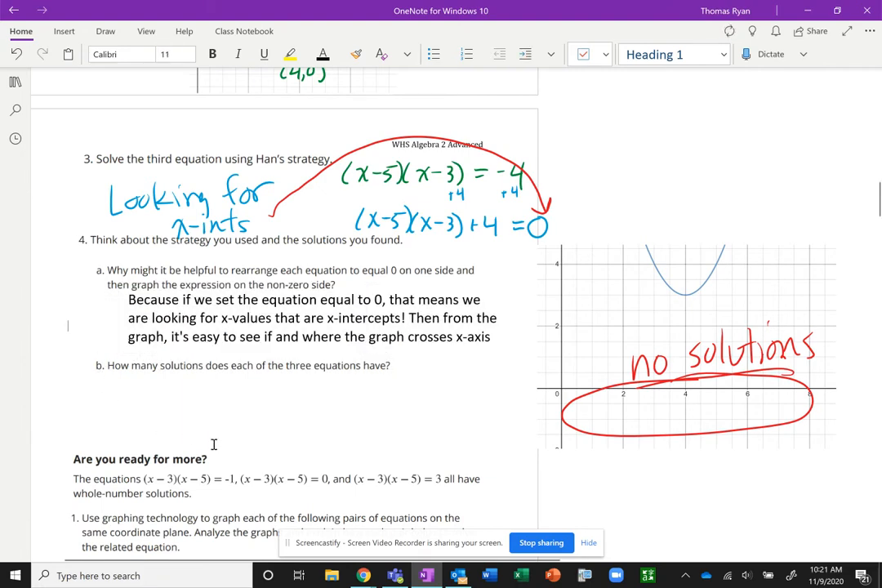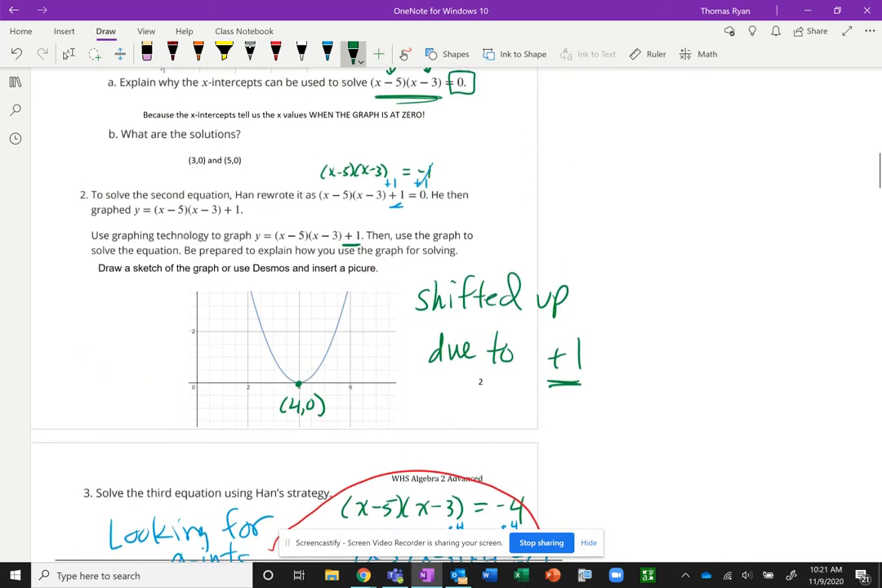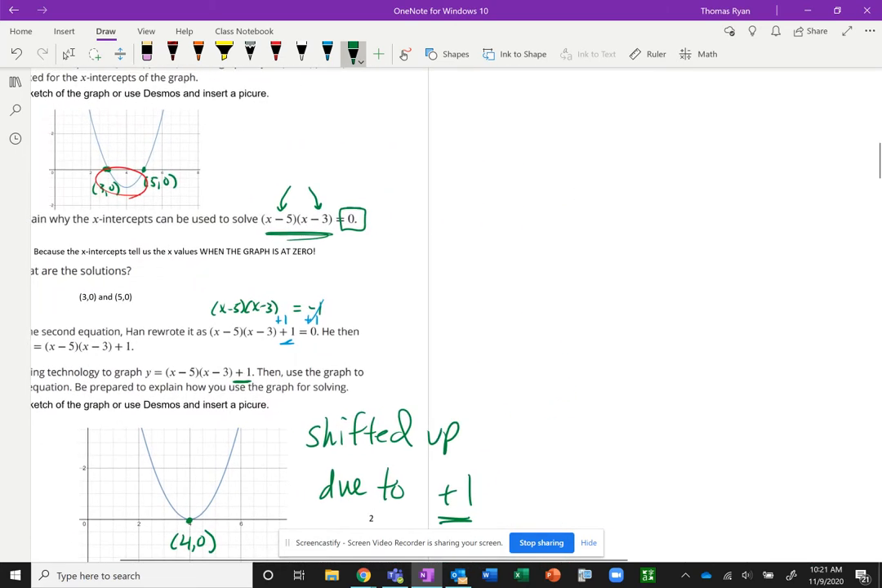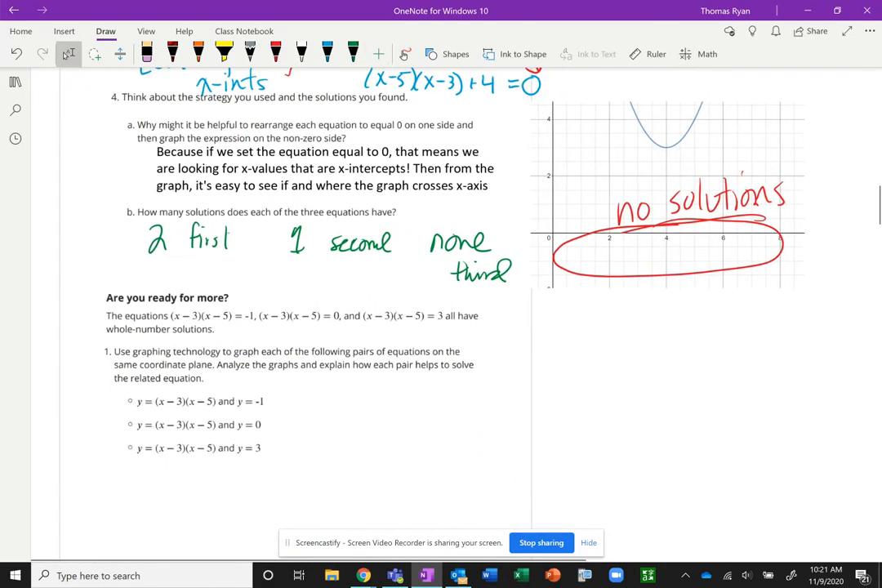So really, we're just setting ourselves up to look and see, are there any x-intercepts? So how many solutions does each of the three equations have? Well, we had 2 for the first, 1 for the second, and none for the third. So that's all we're asking ourselves. Let me put it this way. So here, I'll come back down here.